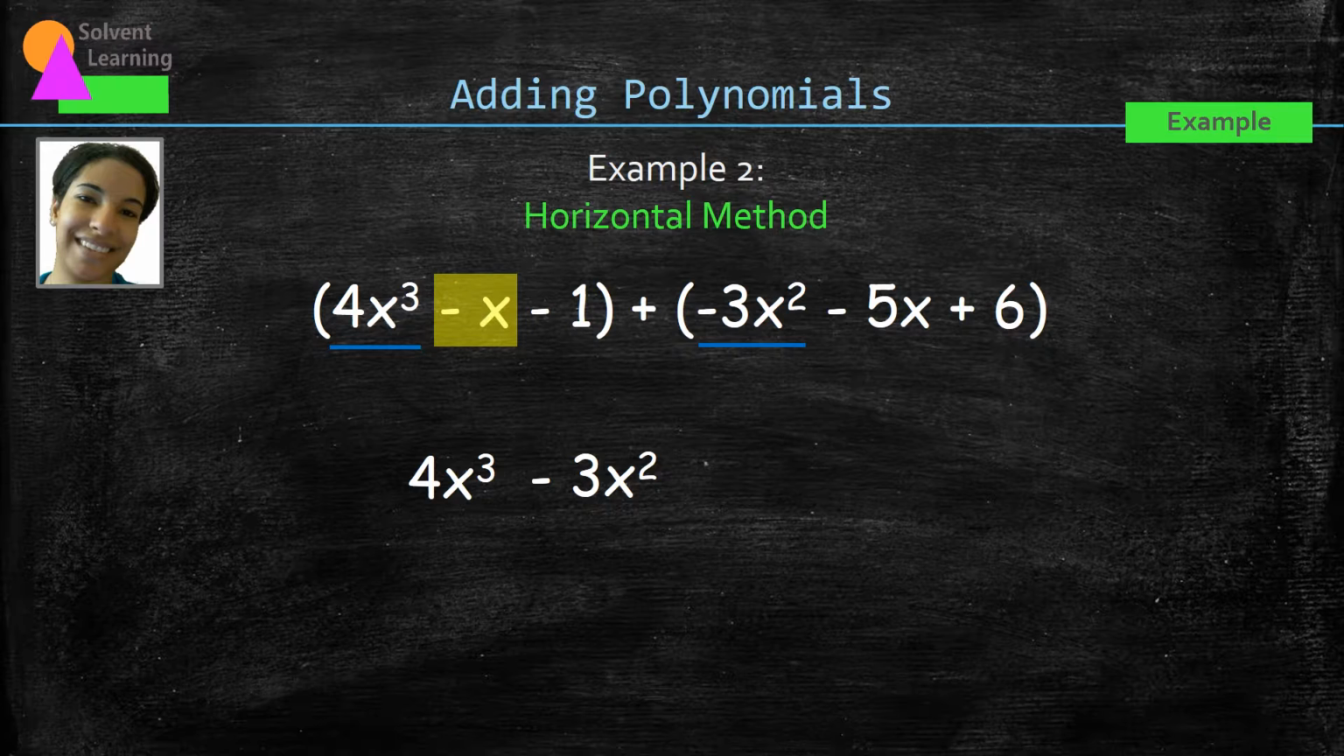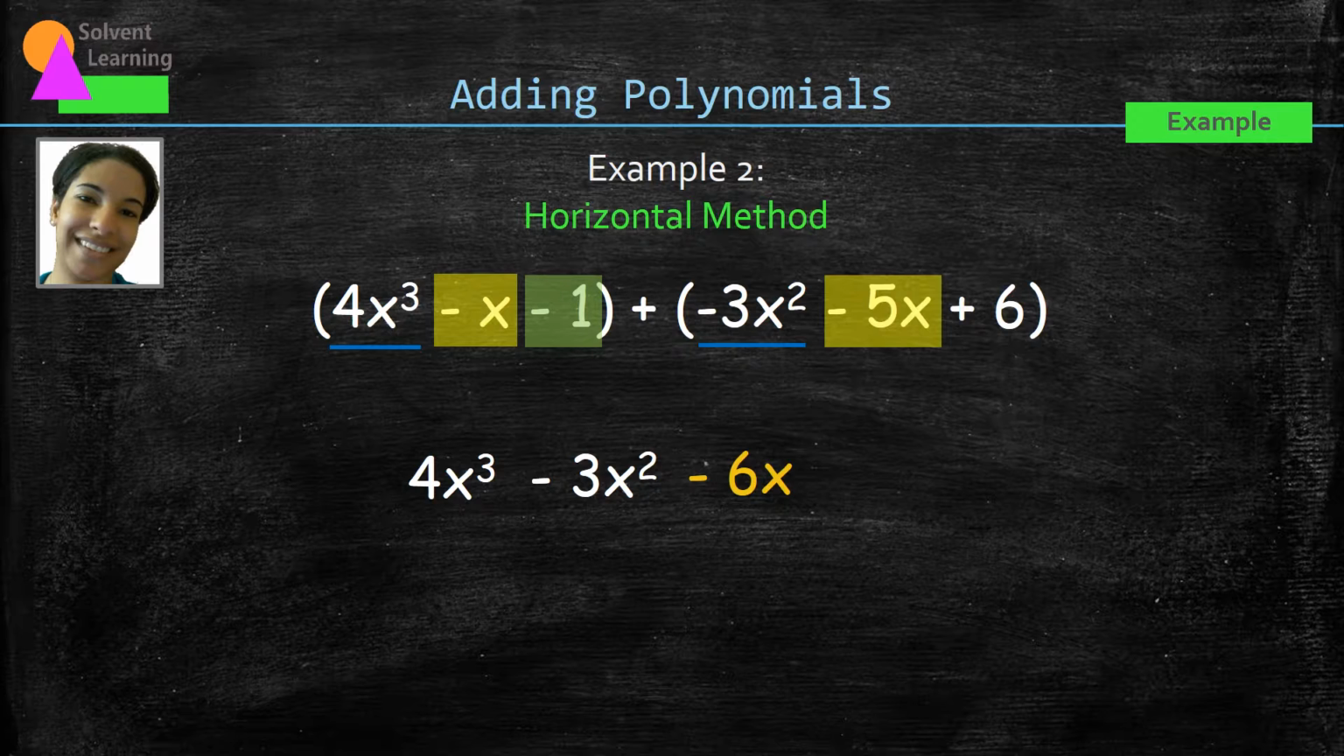Okay, next we have a minus x from the first polynomial, and we do have an x term in the second polynomial that we can combine it with. Now notice when I'm highlighting these terms, I'm including the plus or minus sign that's in front of it. That way I know whether or not that term needs to be treated as a positive or a negative. And both of these happen to be negatives. So when I combine a negative x and a negative 5x, I get negative 6x. Or I can just write it as minus 6x.